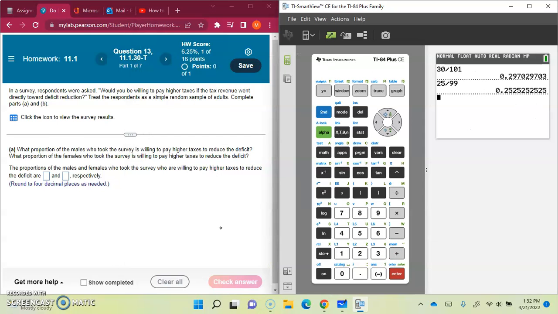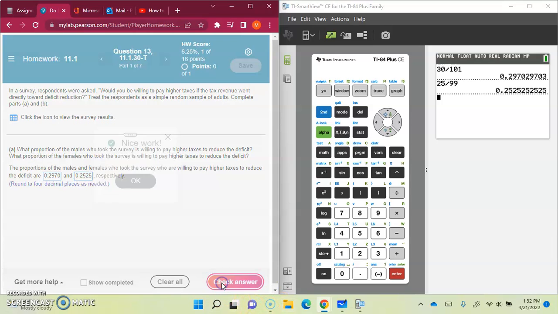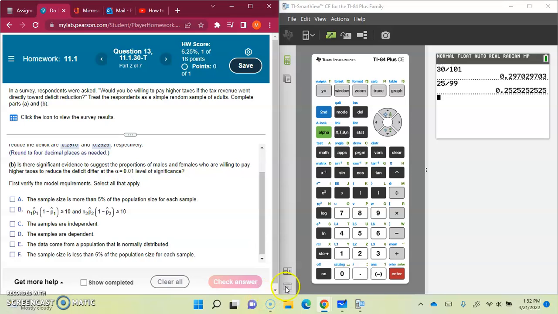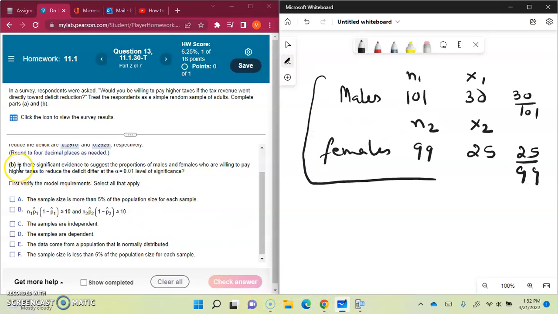So we need to just fill this in. For the males, this is 0.297. They are asking us to put it in 4 decimal places, so 0.2970, and for females it's 0.2525. Check that answer. Okay, go back to our board.